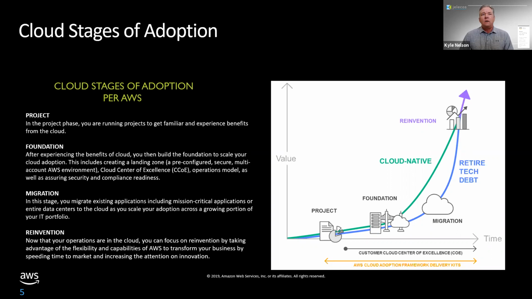Once we get to that next step around migration, we start looking at ways to help customers either go cloud native or start to retire some of the tech debt that might be in their current IT organization. And as we're going through the migration phase, we're constantly looking for ways to help our customers reduce their IT spend, but also gain the efficiency, the productivity, and the performance that comes with AWS.